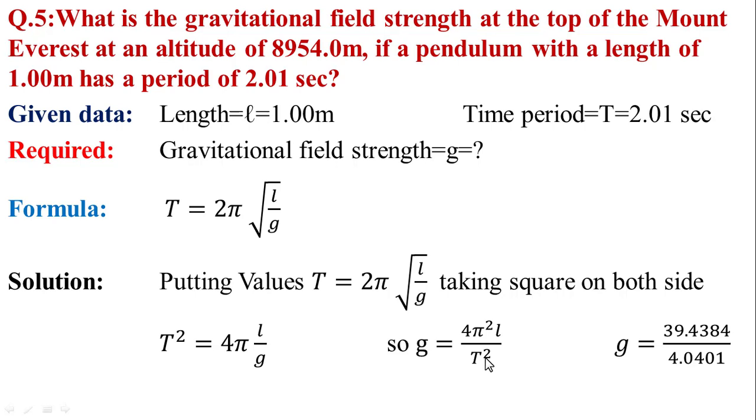Then putting the values, g is equal to 39.4384 divided by 4.0401. Then 39.4384 divided by 4.0401, then the value of g is equal to 9.761 meter per second square.